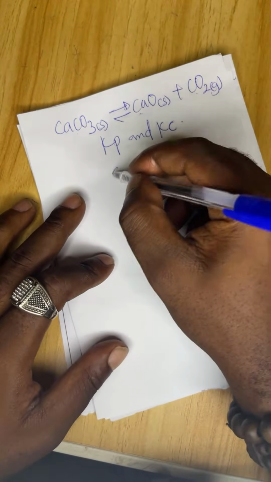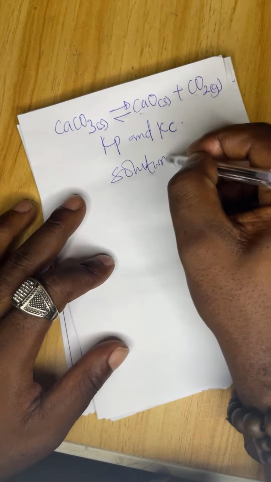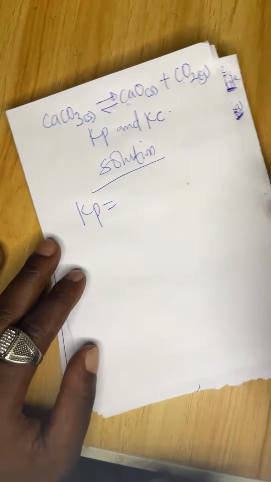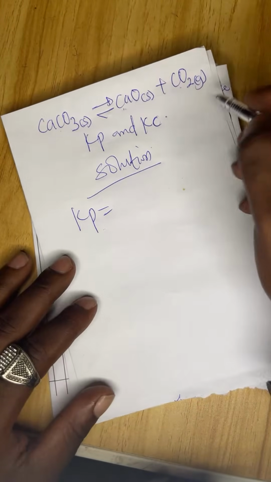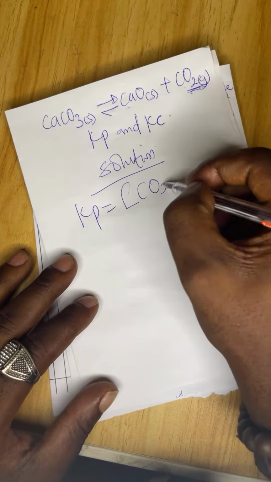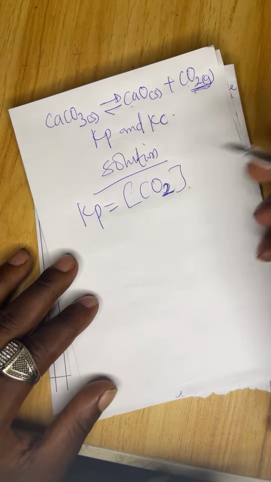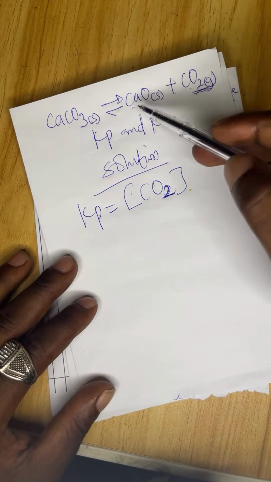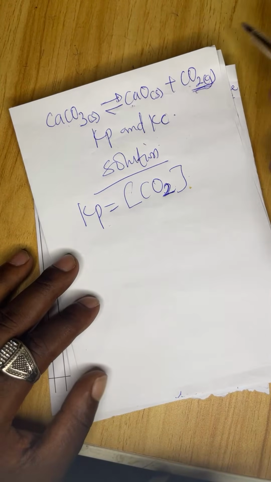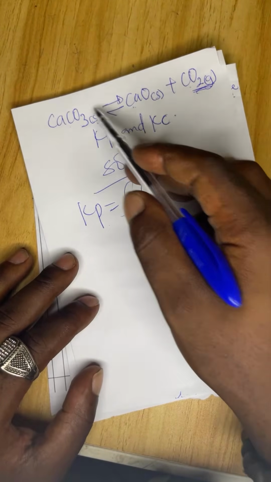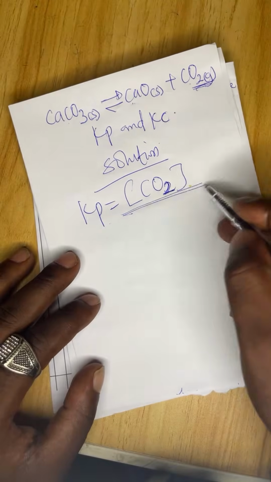It is very easy. Solution. Don't forget, for Kp, what do we consider? Gases only. This is the only gas, so we just write CO2. That is product over reactant. The other product is not a gas, we don't consider it. Now over reactant, the reactant is also solid. So this is the answer.